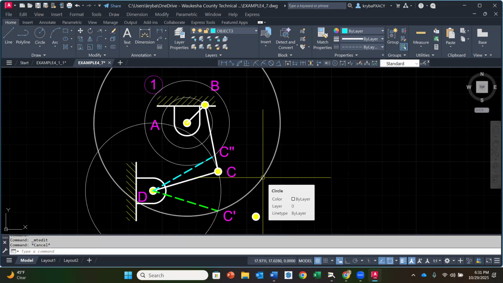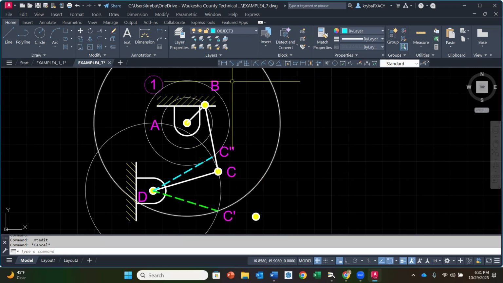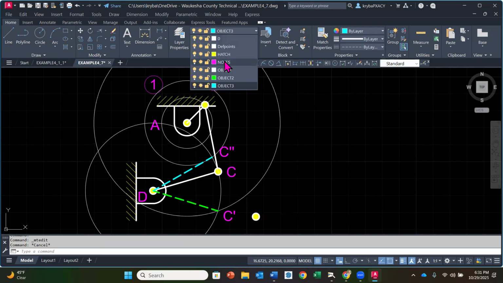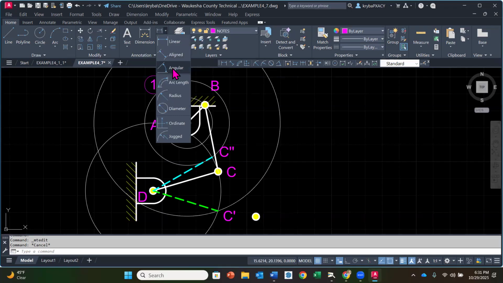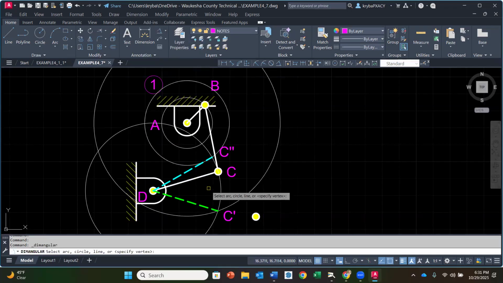So I'll finish up in just a little bit, but if I want to see the extents of this, okay, I'm going to put my angle dimension in, because notice that this is constrained to rotating about a fixed center D. Okay, this is not a linear displacement, so it's not going to be a linear dimension.